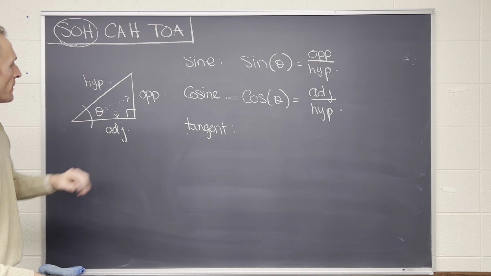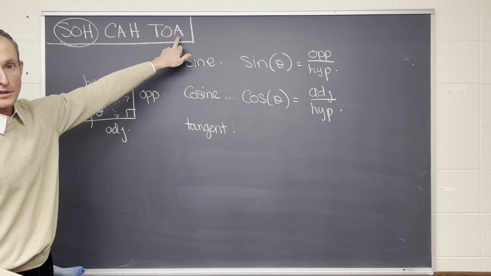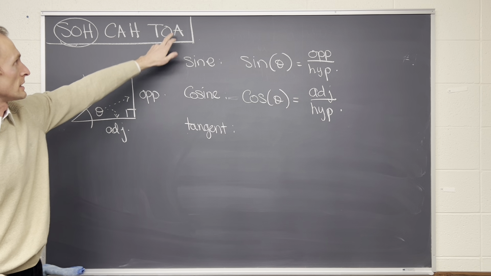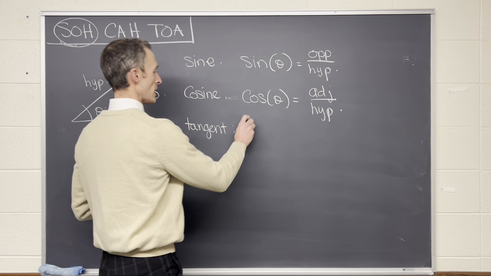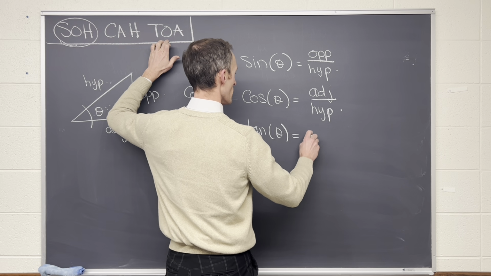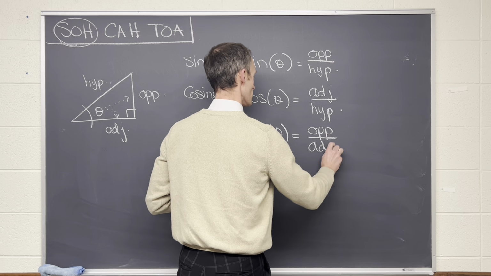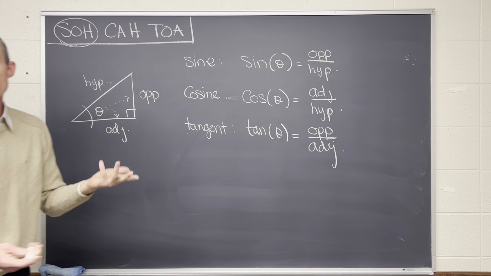And then the tangent, so that's this one. Tangent is the O over the A, so what is that? The O is going to be the opposite, the A is the adjacent. So tangent of theta is equal to the opposite over the adjacent. And that's all they are.